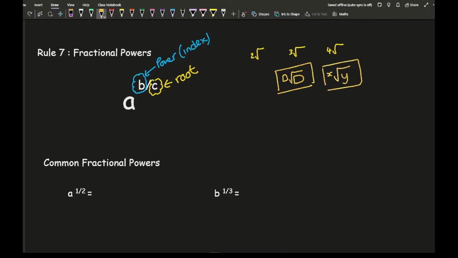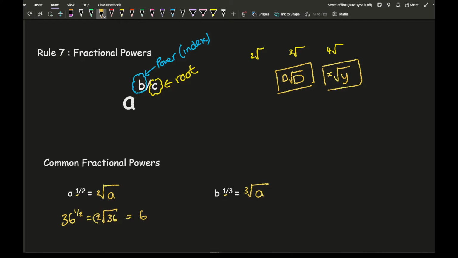Now in terms of common fractional powers, anything to the power of a half is basically going to be the square root of that base number. And anything to the power of a third is going to be the cube root of that number, because here there is no power, we've got a 1 in each of these, and the denominator is going to be a 2 for the square root and a 3 for the cube root. So for example, if I had 36 to the power of a half, that basically means the square root of 36, which therefore equals 6.